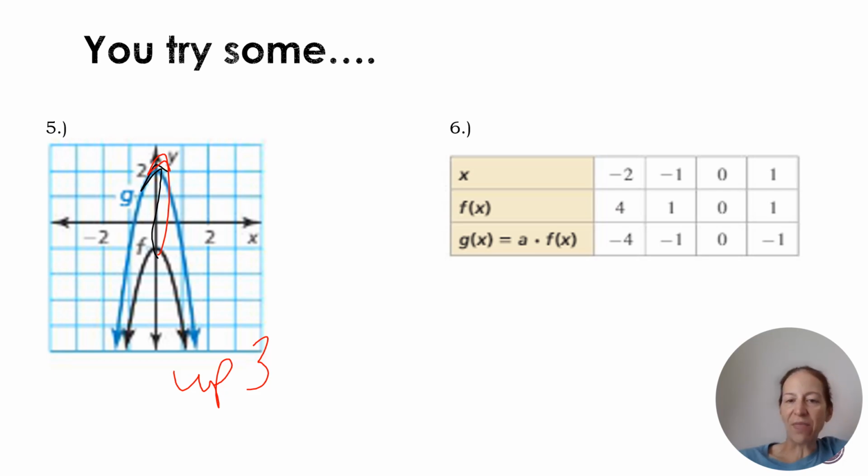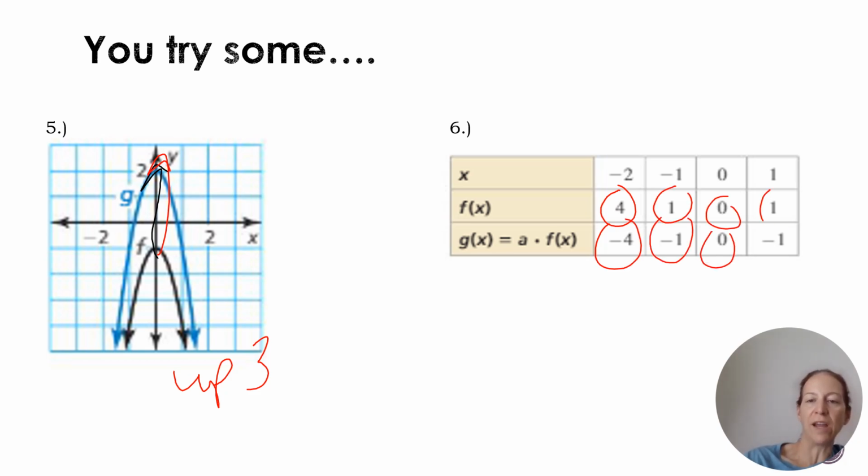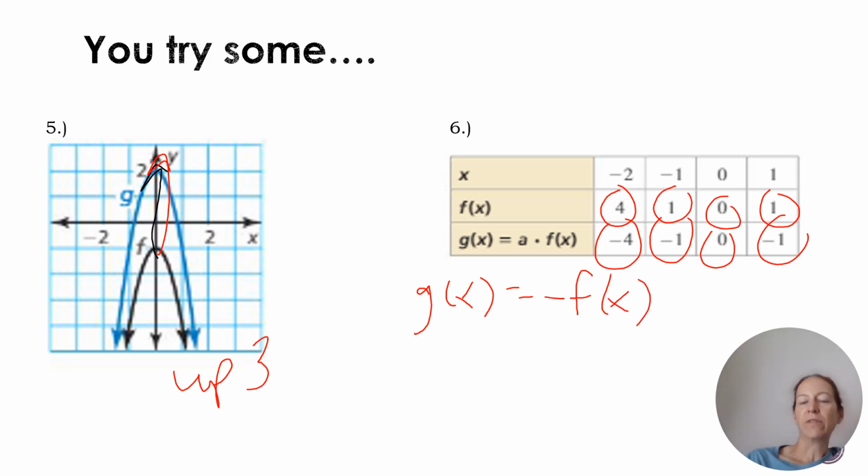For this one, we've got that dual role there. And if you notice, 4 becomes -4. 1 turned into a -1. 0 stayed the same. And then 1 to -1. So that means that g of x is equal to f of x, except it's negative. I'll pause for a second just so you can let that sink in.